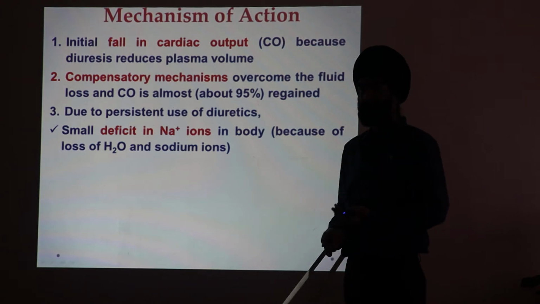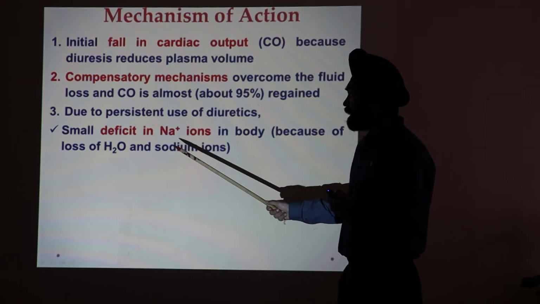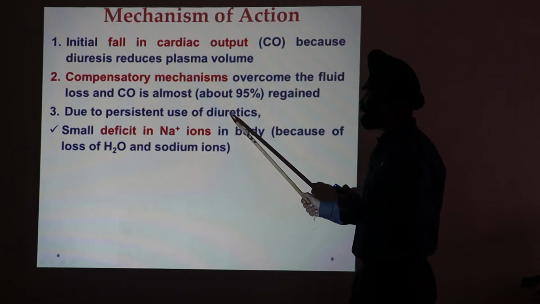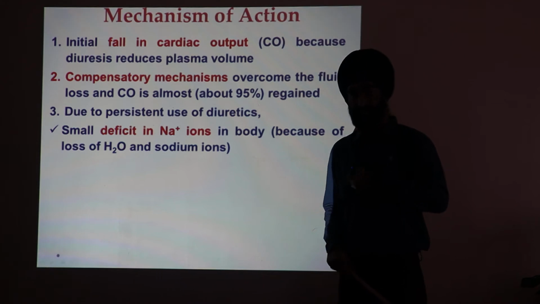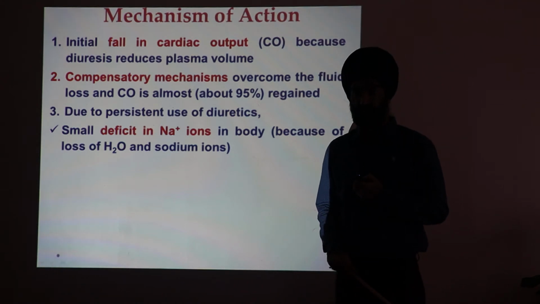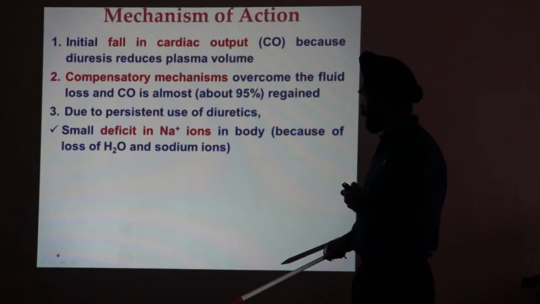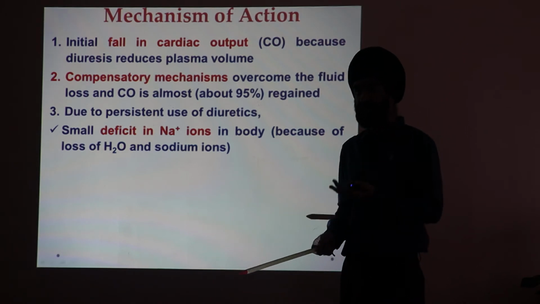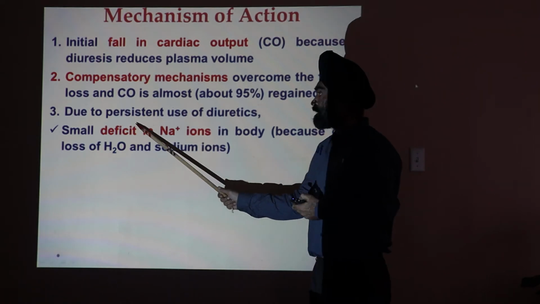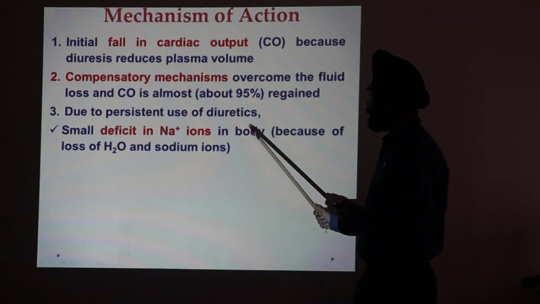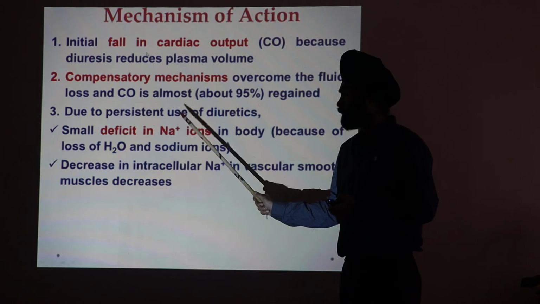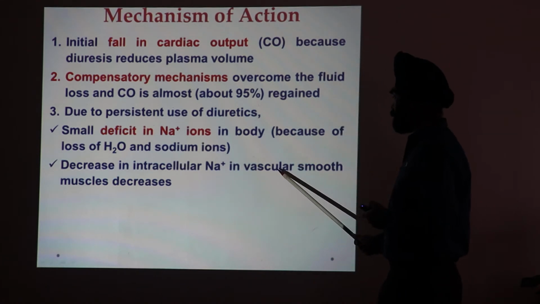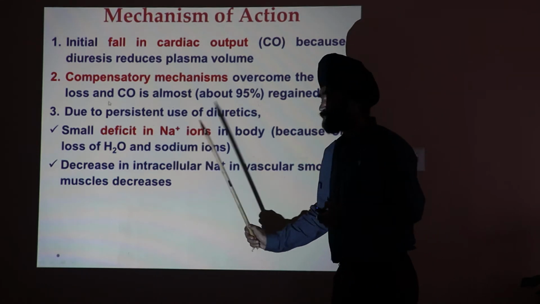So sodium is also regained, but a small deficit in sodium ions still remains in the body. So what I am saying is that diuretics increase the sodium excretion from the body. With a period of time they try to regain the sodium, but even then some deficit in sodium remains in the body. Because of this decrease in sodium, the sodium will be reduced in the smooth muscular cells.